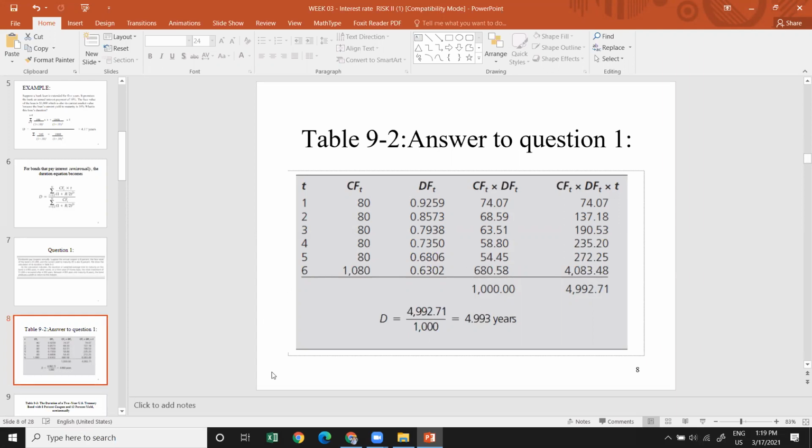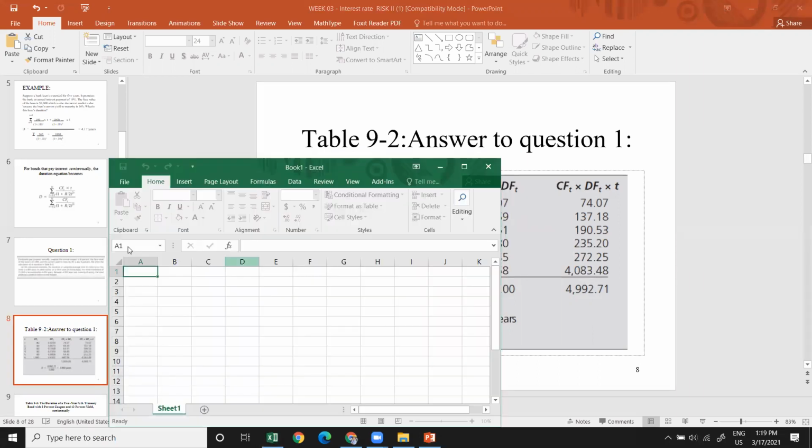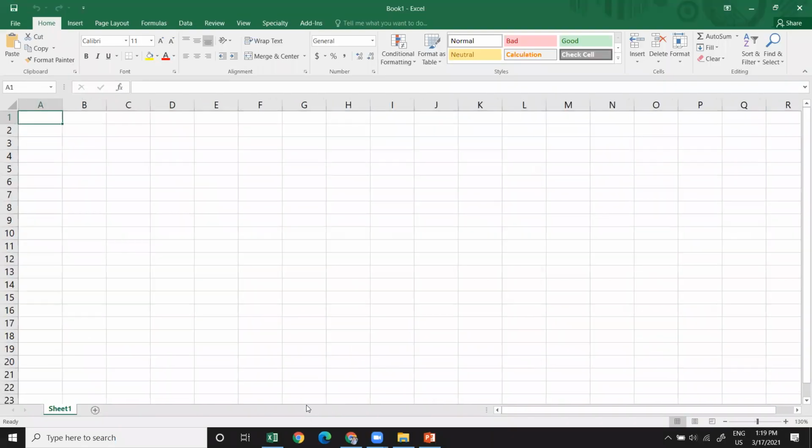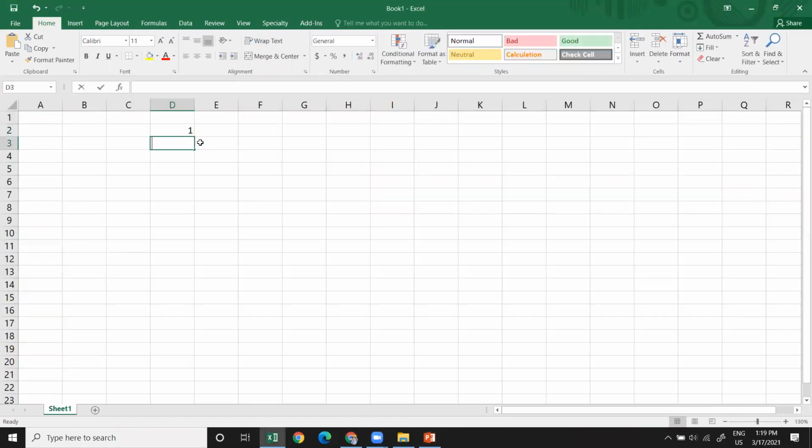So we can repeat it in Excel, which is very easy to do. I can illustrate it to you very quickly. So let me just pick it up. How many years do we have? We have 6 years: 1, 2, 3, 4, 5, 6. And we are receiving $80 each year, a coupon payment. And in the last year we receive 1,000 plus 80, 1,080.